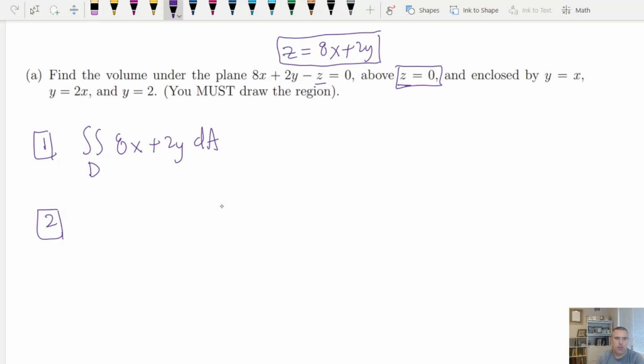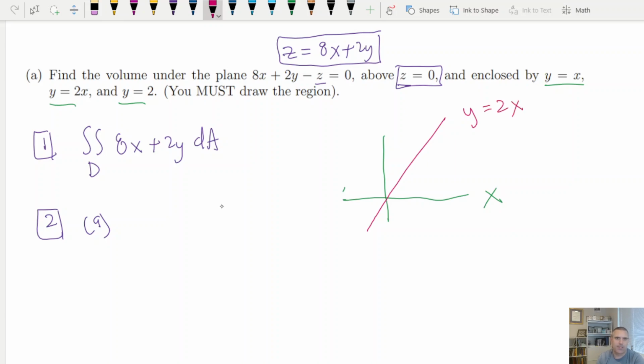Step 2. Are there any given xy equations? Yeah, there are. There are 3. 1, 2, 3. I need to graph those now. So now I'm going to start to try to draw the region. That will involve me drawing y equals 2x. And then I need to draw y equals x. And then I need to draw y equals 2. Now, where would y equals 2 be? It's going to be going this way. So it's this region.